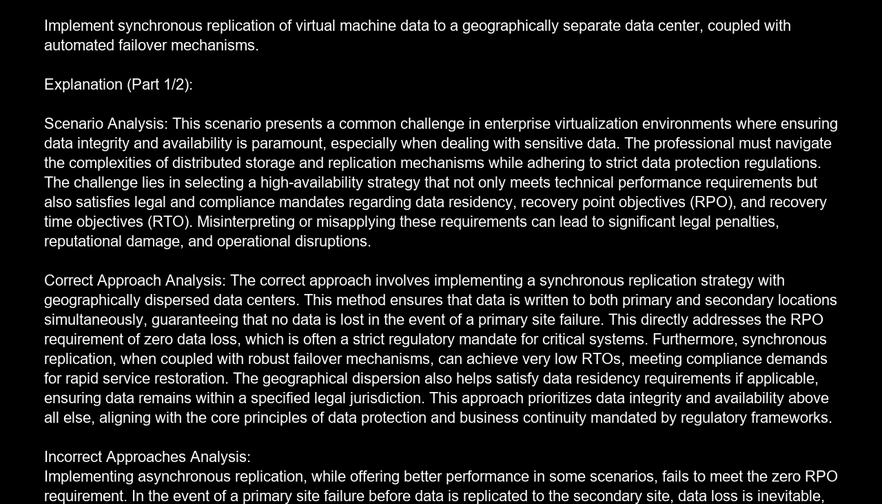Correct approach analysis. The correct approach involves implementing a synchronous replication strategy with geographically dispersed data centers. This method ensures that data is written to both primary and secondary locations simultaneously, guaranteeing that no data is lost in the event of a primary site failure. This directly addresses the RPO requirement of zero data loss, which is often a strict regulatory mandate for critical systems.